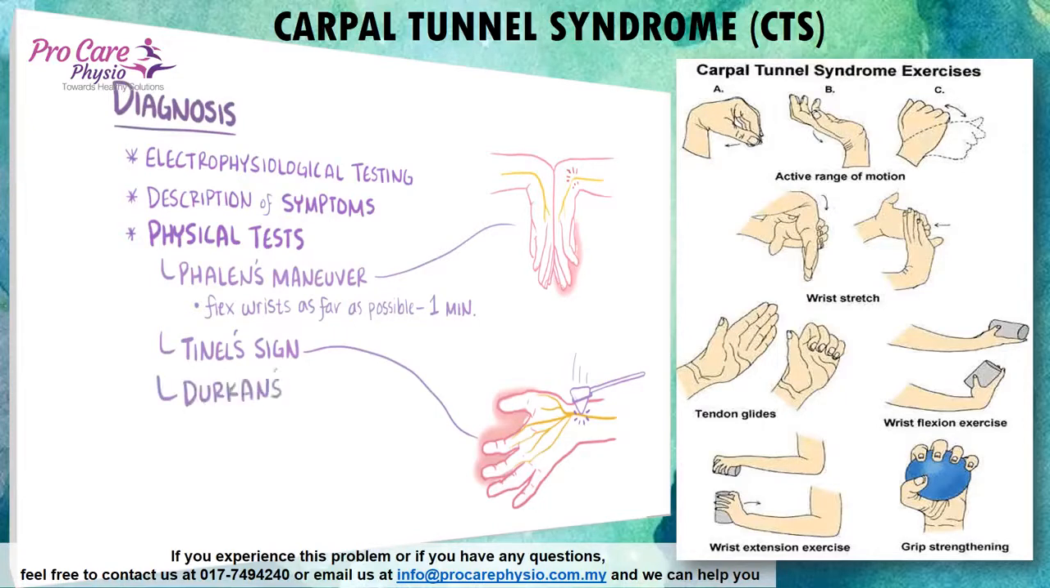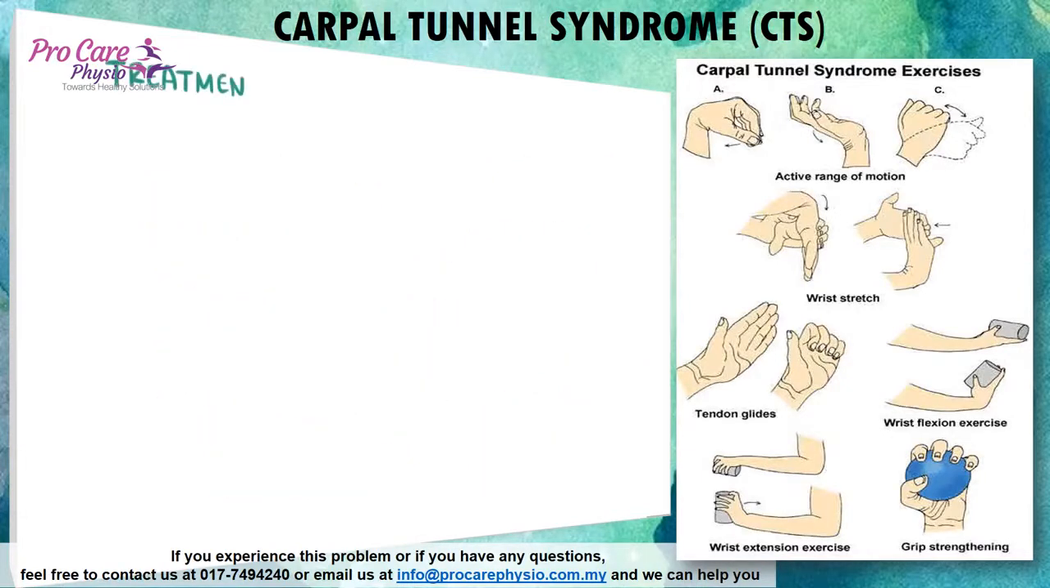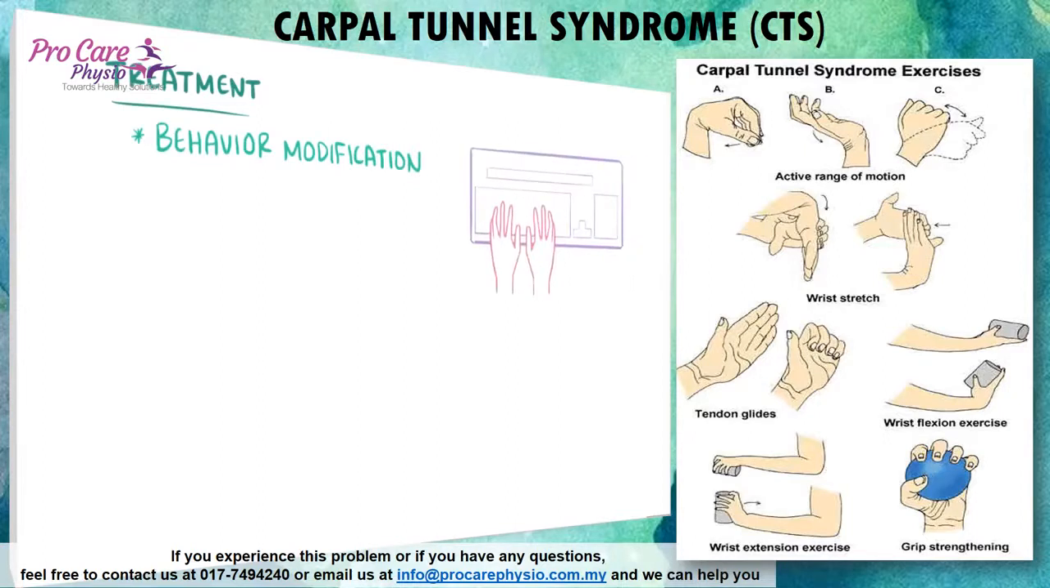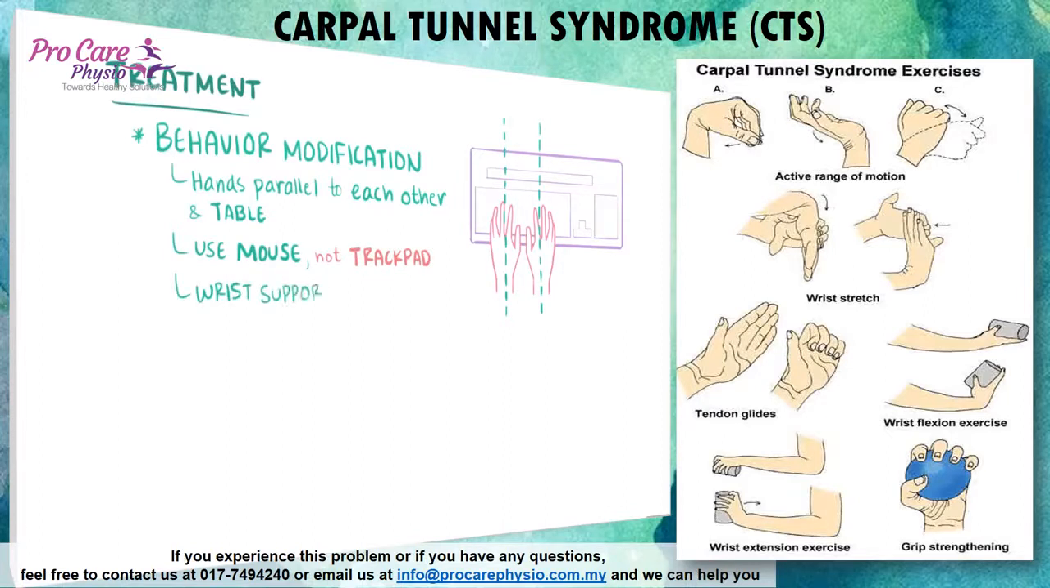Finally, there's Durkin's test, which is another way to elicit carpal tunnel symptoms, but this time by manually compressing the carpal tunnel with the thumb for 30 seconds. One major form of treatment is behavior modification, many of which are associated with hand positions while typing, which is a common cause of the problem. Changes like keeping the axis of the hands parallel to each other and the table, using a computer mouse instead of a trackpad, and wearing wrist supports and splints while typing can all be super helpful. Physical therapy in the form of stretching and isometric exercises can also help relieve symptoms.